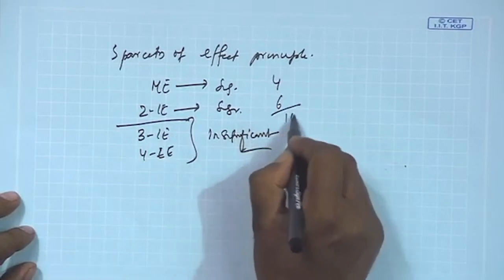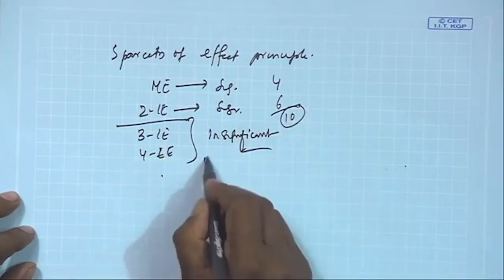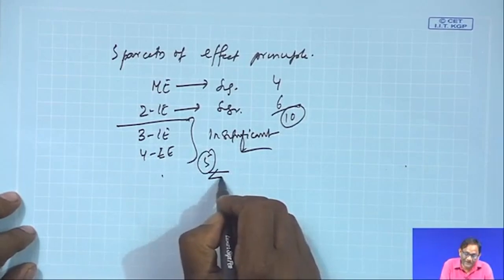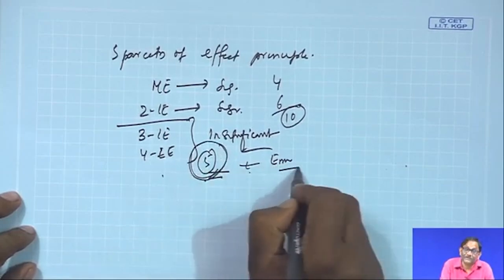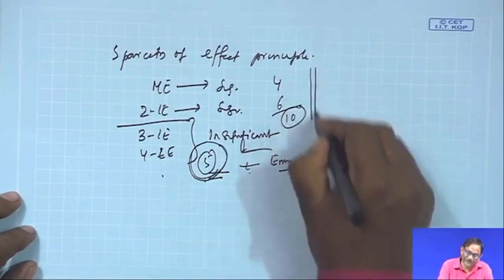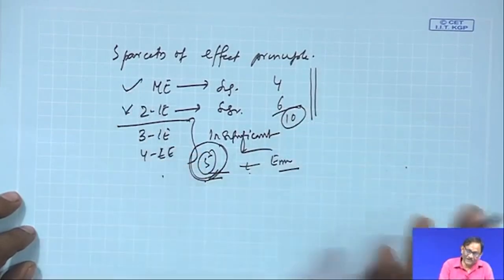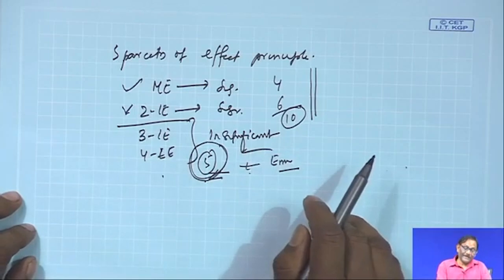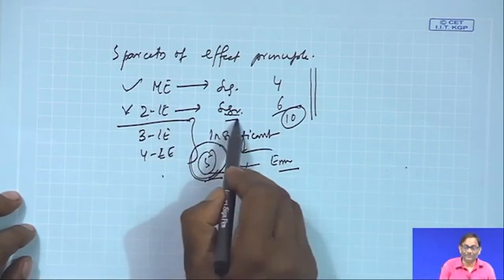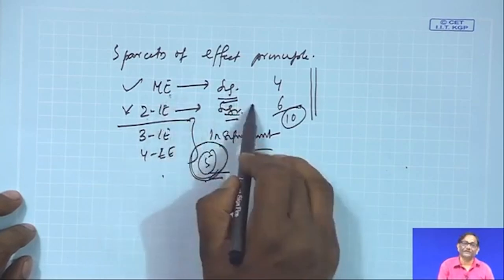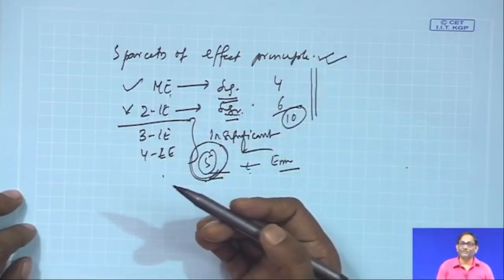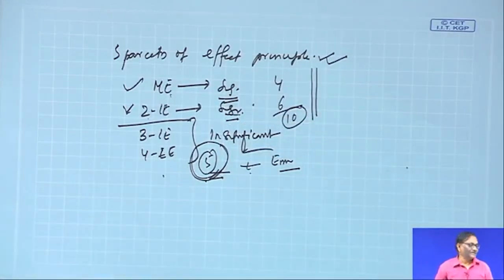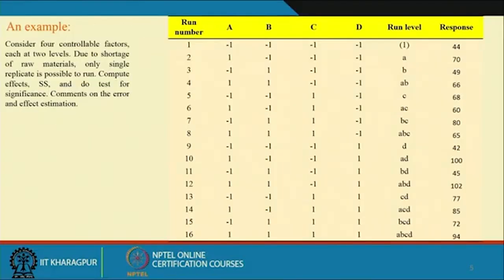4 plus 6, maybe you will estimate 10, and the remaining 5 you do not require to estimate. In that case, these 5 degrees of freedom will go to error estimation, so we will be in a position to check whether these effects are significant or not. By saying this, I am not saying that all the two-way interactions or all the main effects will be significant. The sparsity of effect principle says that the higher order interactions usually contribute less compared to the lower order interactions. We will see all those things with reference to an example.